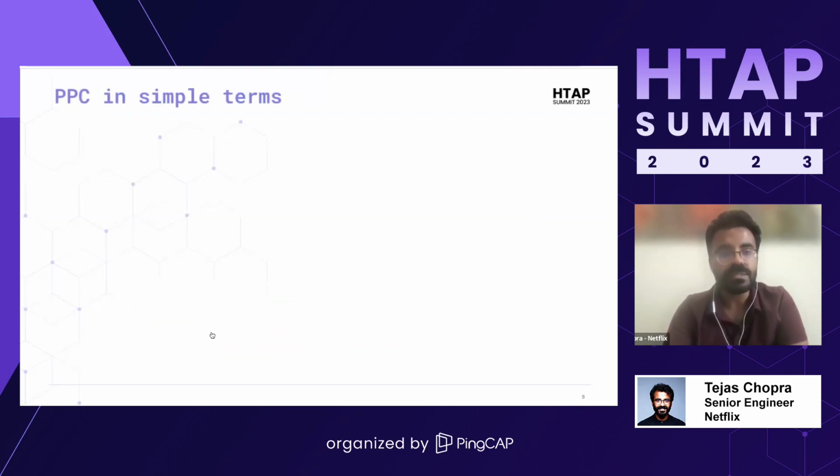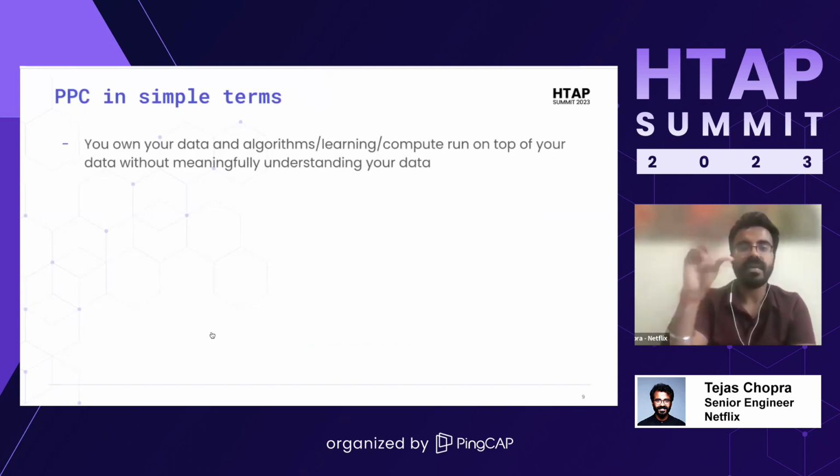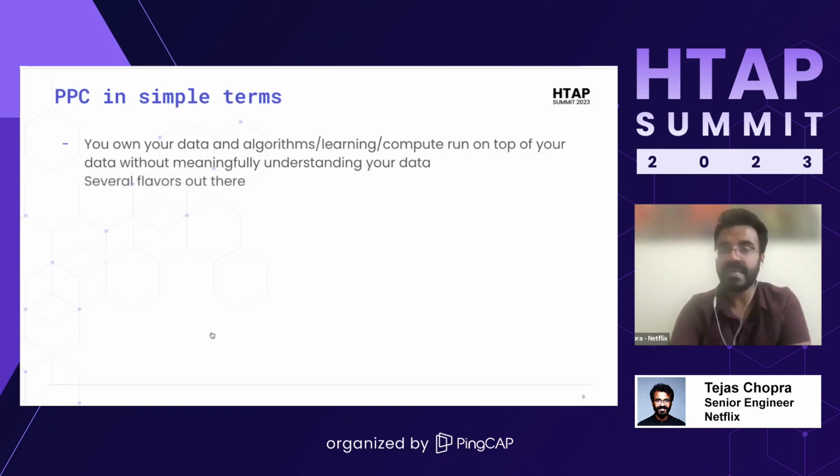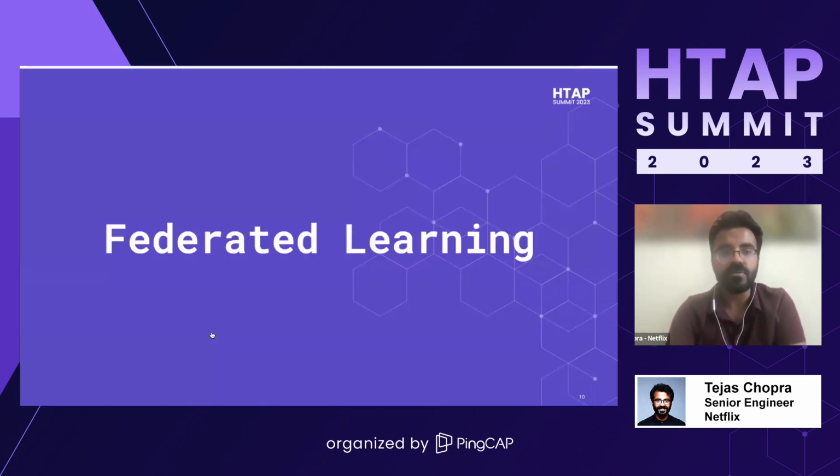So in simple terms, what it does is you own your data, and there are algorithms or compute that run on top of your data without meaningfully understanding your data. And there are several flavors out there. We will barely scratch the surface here, but there is federated learning, differential privacy, secure multiparty computation, and homomorphic encryption. Let me jump into federated learning.